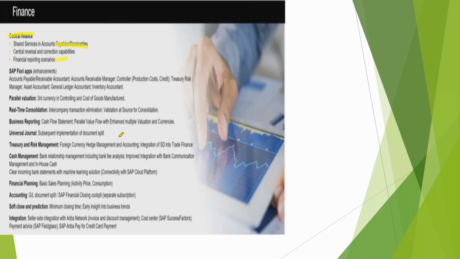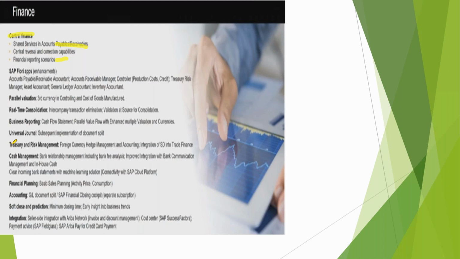Similarly for your universal journal, subsequent implementation of document splitting. Previously we had some restrictions. When I'm migrating some of the source system data, you cannot have full-fledged document splitting activated in your universal ledger. Now it has been increased, wherein you can do the quarterly upgrade migration. If you are doing that, you can still activate the document splitting concept from the source to the target.